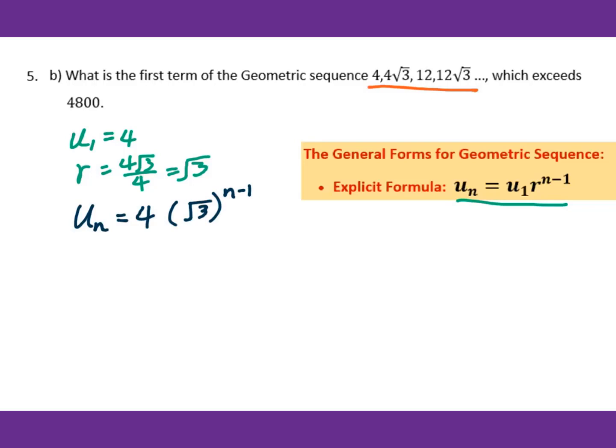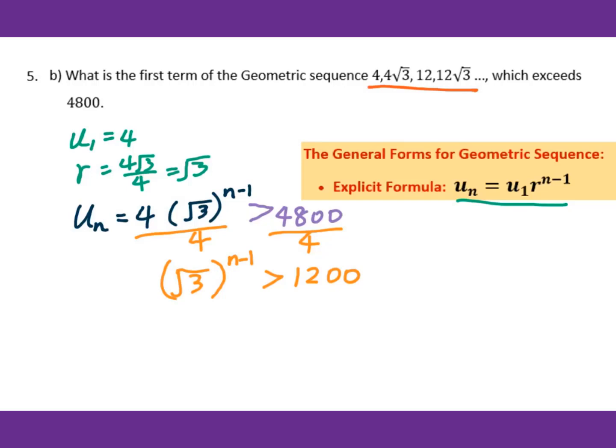Then we set up the general form greater than 4800. Then we solve this exponential equation. We have to use a logarithm to solve. Isolate square root of 3 to the n minus 1 power first. Therefore, we divide both sides by 4. You will get square root of 3 to the n minus 1 greater than 1200.